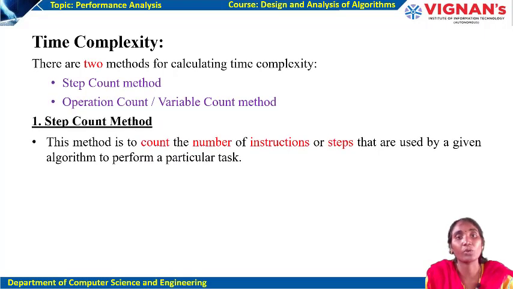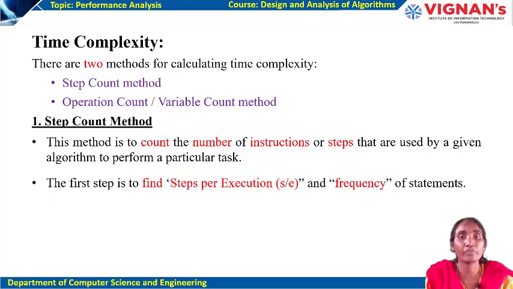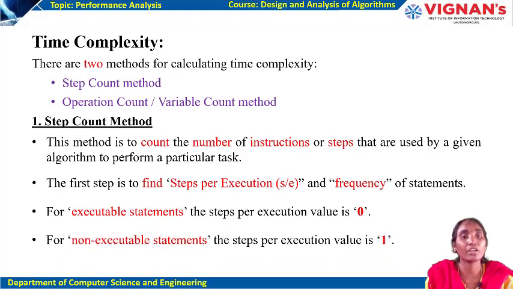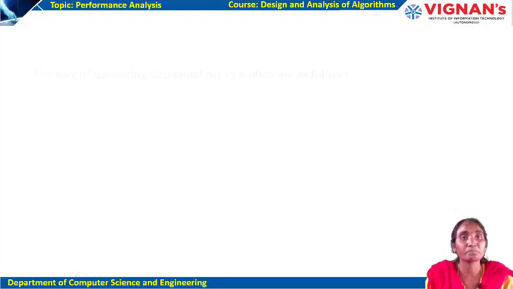First one, step count. This method is used to count the number of instructions or steps used by a given algorithm to perform a particular task. So the number of steps that are taken. The first step is to find S by E, as I said earlier, steps per execution, and also the frequency of statements. Now for non-executable statements, the steps per execution value is 0. For executable statements, the steps per execution value is 1.